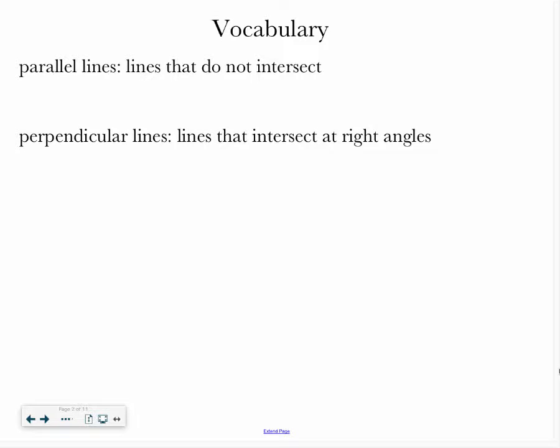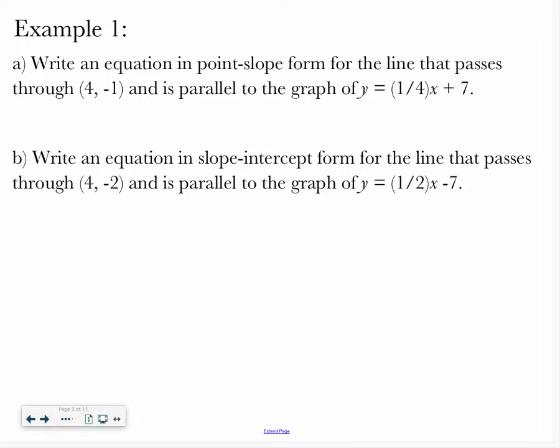So just a reminder, parallel lines do not intersect. Parallel lines look something like this, where they will never touch each other. Perpendicular lines are lines that intersect at right angles. So it looks something like this. Just a reminder, trying to keep those two straight can be a little tricky sometimes. Let's look at our first example.